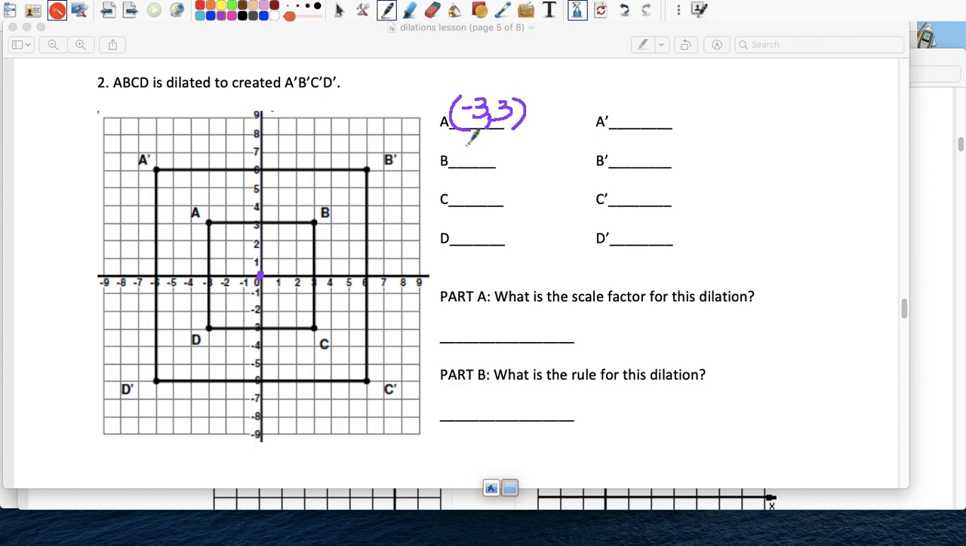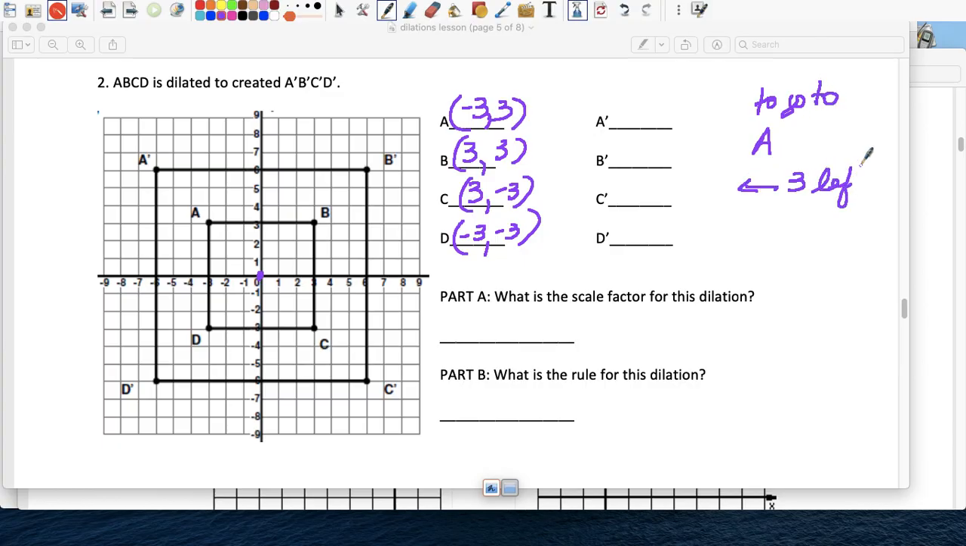Point B, 3 to the right, 3 up, which is positive, positive. Point C, 3 to the right, 3 down, which makes it negative. And point D, 3 to the left, and 3 down. All the quadrants are here represented. Now, notice that to go to A, so let me write, to go to A, we went 3 left, and then 3 up. That's how you get to point A.